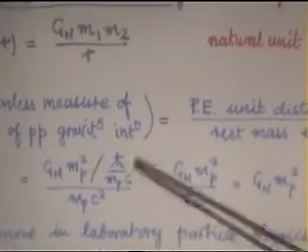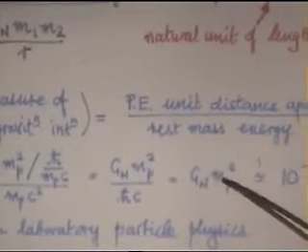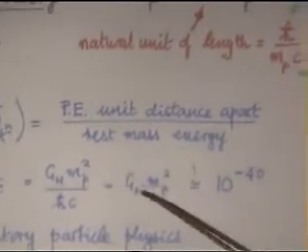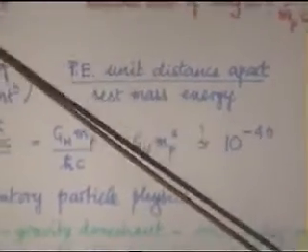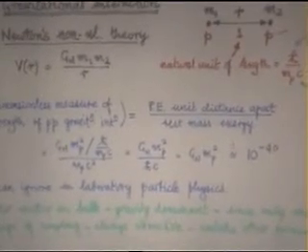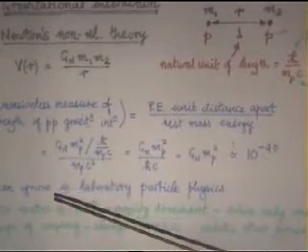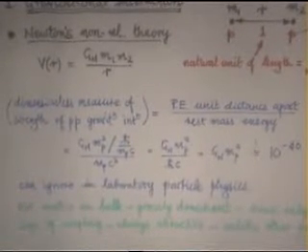When we put h bar equal to c equal to 1, this just gives us G_N m_p squared. And if we put in these numbers, we get 10 to the minus 40. So the strength of this interaction is minute in terms of the rest mass of these particles, so you can ignore it in a laboratory particle physics experiment. So why is that the force we see?